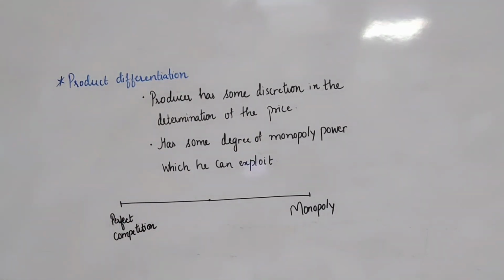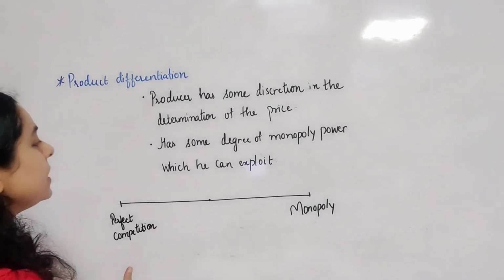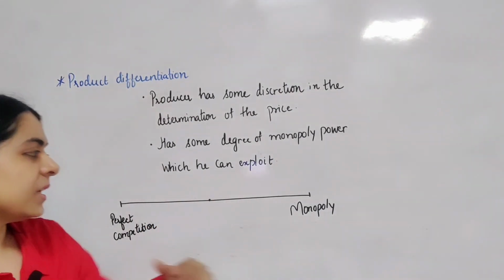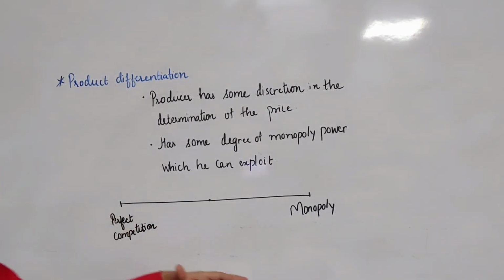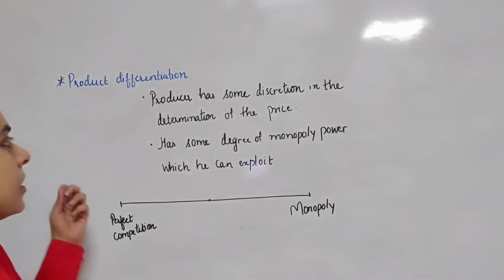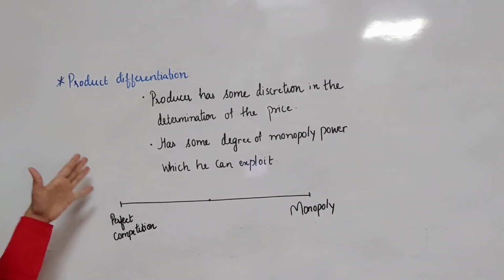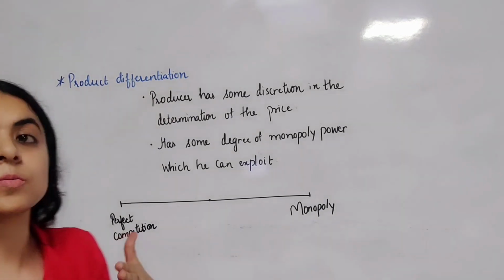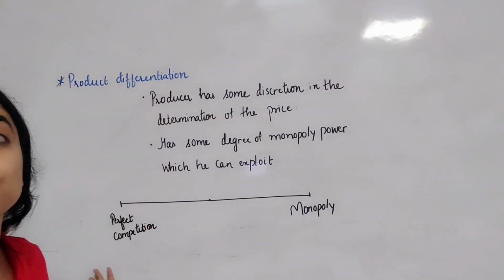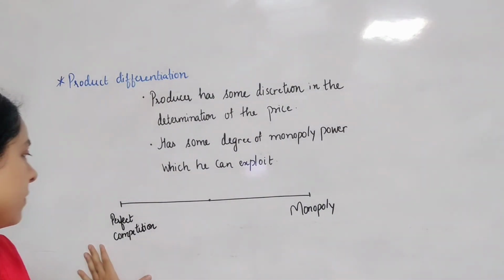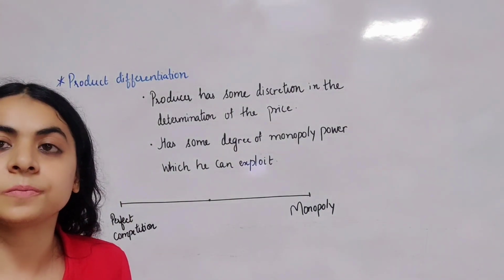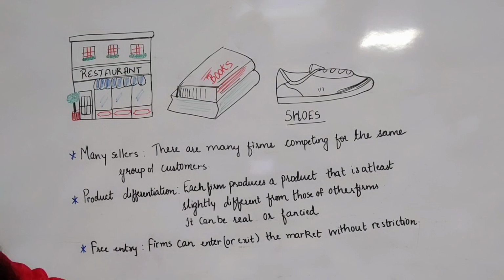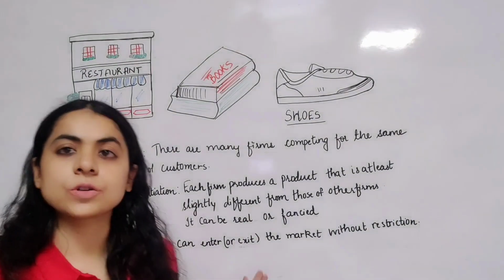The case of monopolistic competition lies between these two extreme cases of perfect competition and monopoly. The firm is not enjoying monopoly power but has some discretion because of product differentiation. Similarly, the products are close substitutes but not homogeneous in nature, as in the case of a competitive market. Next, free entry. Firms can enter or exit the market without restriction.